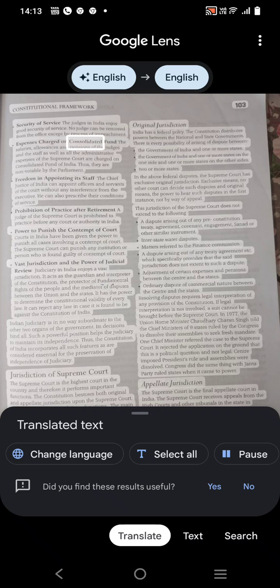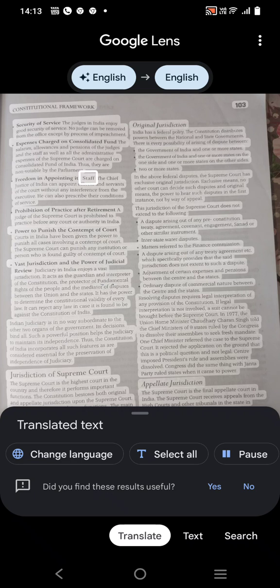Expenses charged on consolidated fund. The salaries, allowances and pensions of the judges and the staff as well as all the administrative expenses of the Supreme Court are charged on the consolidated fund of India. Thus, they are non-votable by the Parliament.